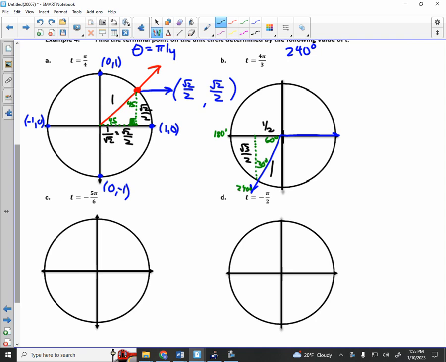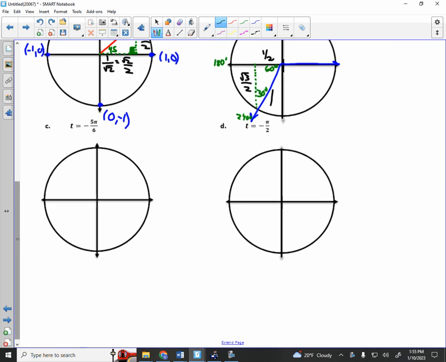I now have enough information to produce my coordinate. My coordinate is the x value, which is -1/2 because you were in the third quadrant, and the y value is negative root of 3 over 2. See that? Not too bad, right?